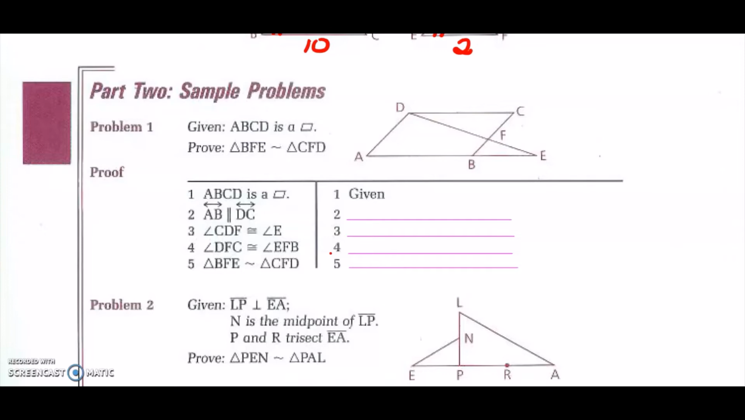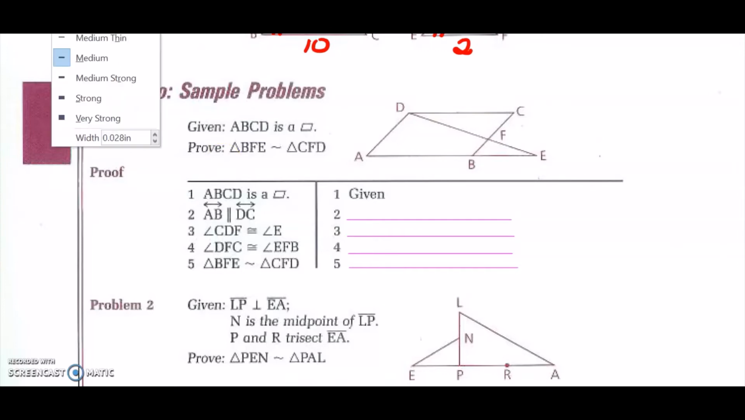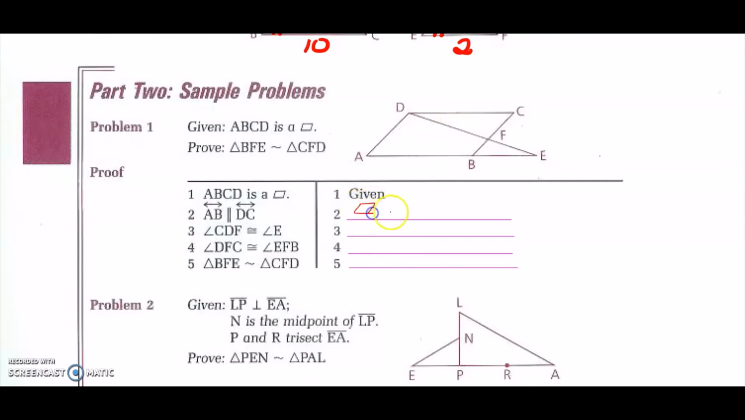In example 1 here, we are given that ABCD is a parallelogram. If we have a parallelogram, then we know that opposite sides are parallel, so AB is parallel to DC. CDF is congruent to angle E, because if we have parallel lines, then alternate interior angles are congruent. And DFC is congruent to EFB, because if 2 angles are vertical angles, then they are congruent angles. Then by angle, angle similarity, from lines 3 and 4, we know the triangles are similar.